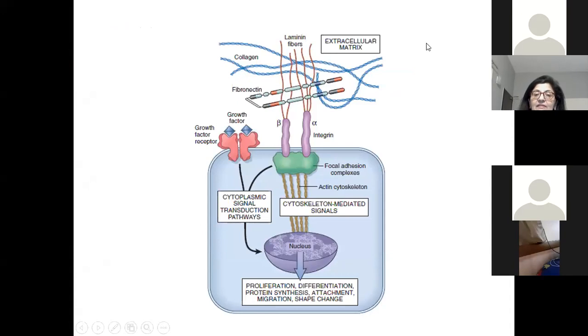If one cell is producing some non-soluble signals, they will travel on these fibers, laminin fibers and fibronectin fibers in the basement membrane and interstitial matrix. Then through the integrin, they will cross the cell membrane of the cell that needs to proliferate. And then in the cytoplasm of the cell, they will anchor on the cytoskeleton, which are the actin fibers. Since they're not soluble, they will travel on these actin or cytoskeleton of the cell to reach the nucleus. So they need something to anchor on to reach the nucleus of the cell.